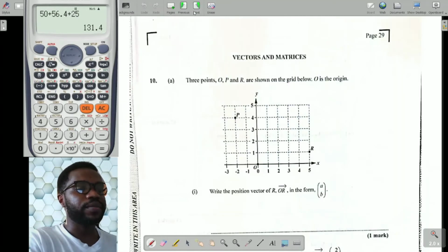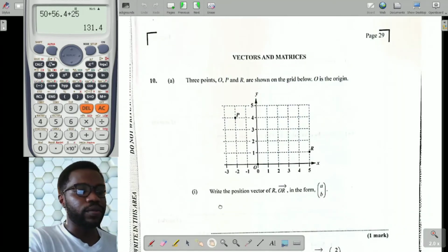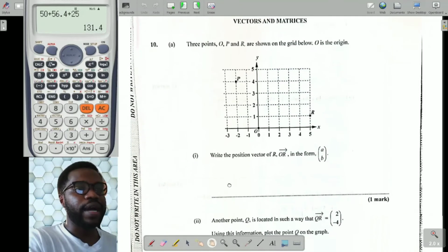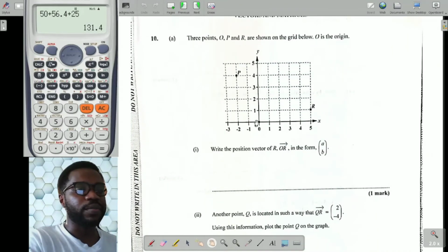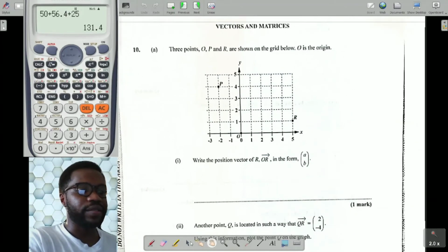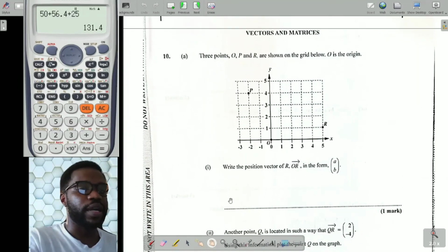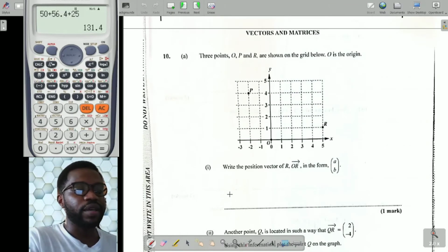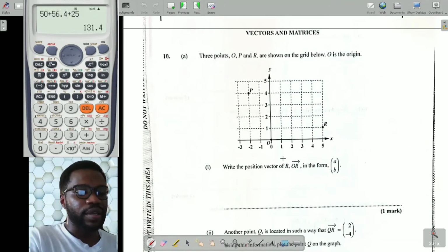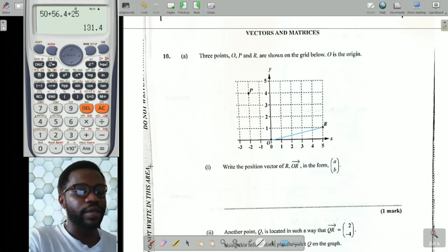Now let's go to the next page. Alright, here we go. It says the points O, P, and R are shown on the grid below, and we can see all O, P, and R. Write the position vector of R. Now the position vector, as you know, is the vector taken from the origin. That's normally how we get the position vector. We look at the vector with respect to the origin. So if I want the vector OR, I'm looking from O to R. We can even sketch the vector, from O to R. So that's the vector there.